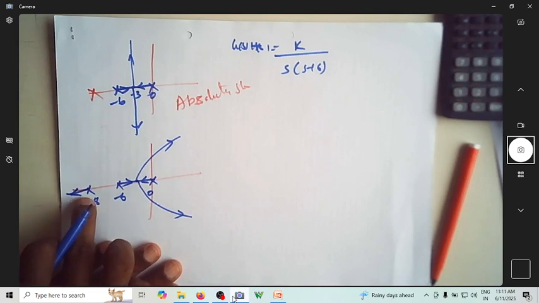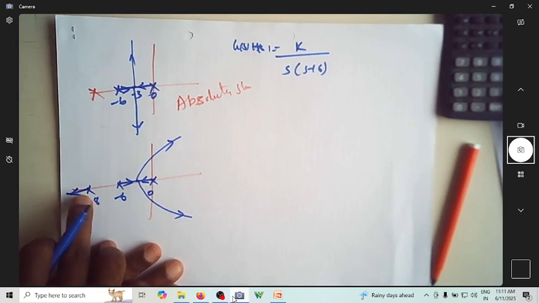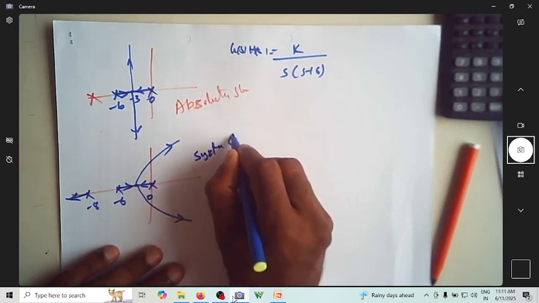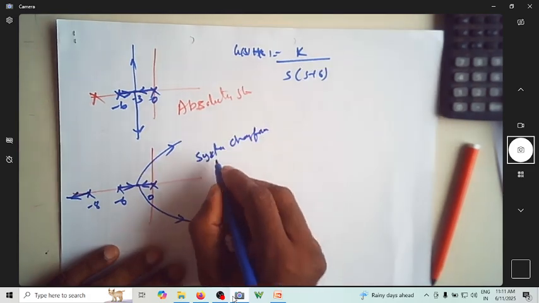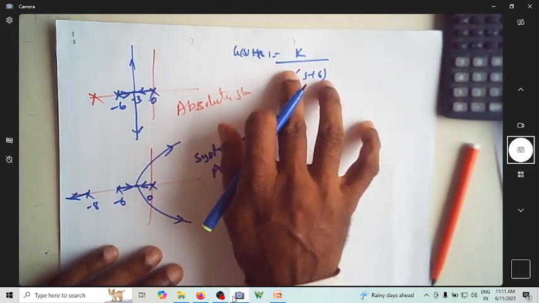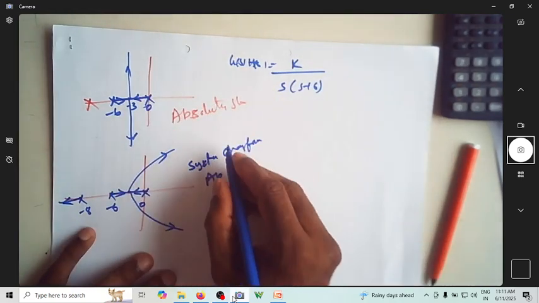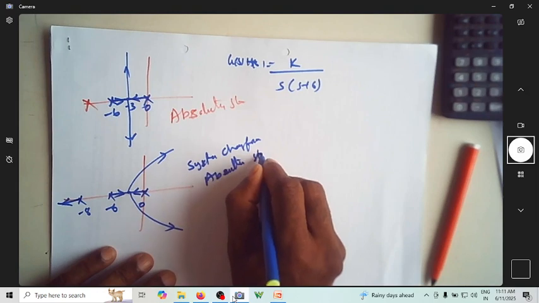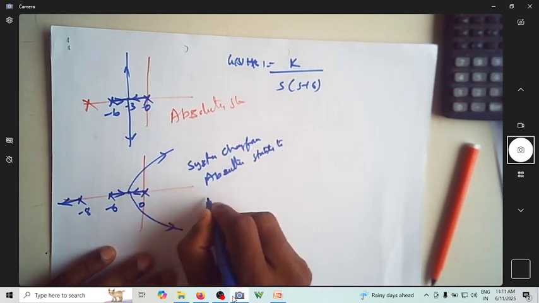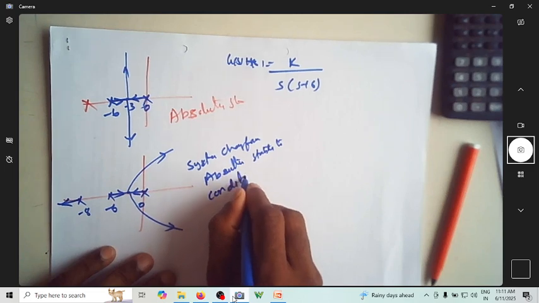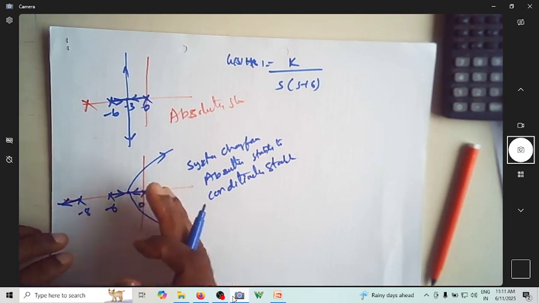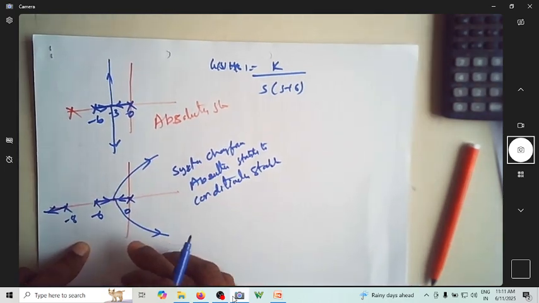So the moment you add a pole here, the system changes, and for this particular example, this is not common for all, from a stable to a conditionally stable system. The root locus will change like this.